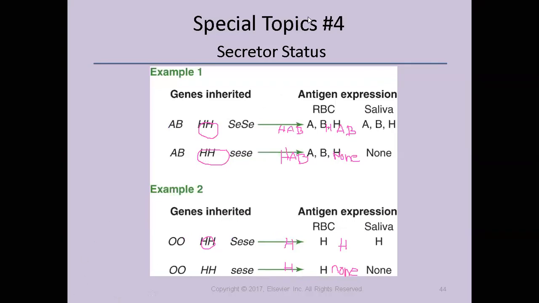Oh, I got to clear everything. Okay. Were we right? Yes. ABH due to this. ABH due to this. ABH due to this. None. Okay. Down here, H for both. Because there's a big SE, there's big H in saliva. Because there is no big SE, there's none. Okay, so hopefully that makes sense. I was right.